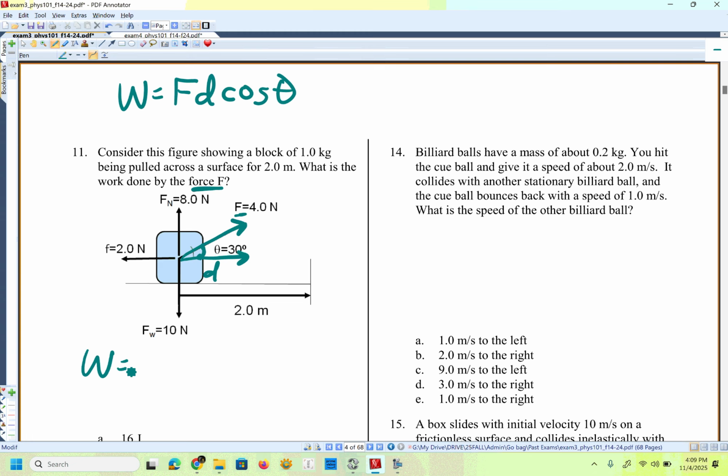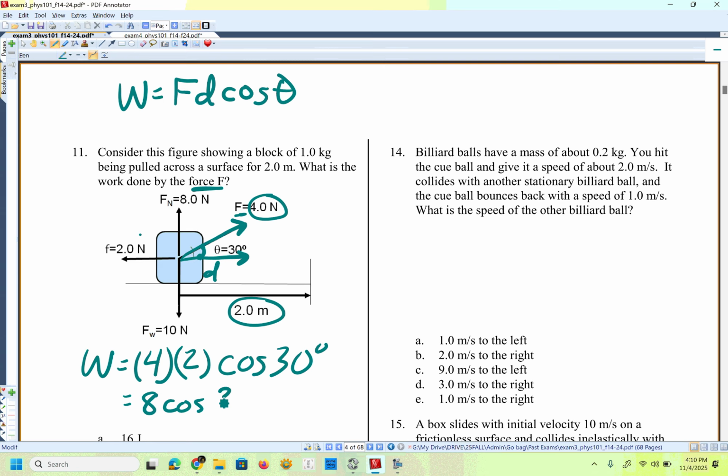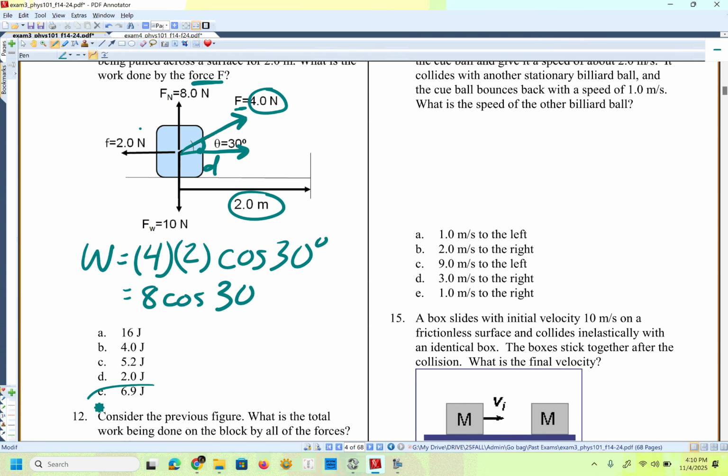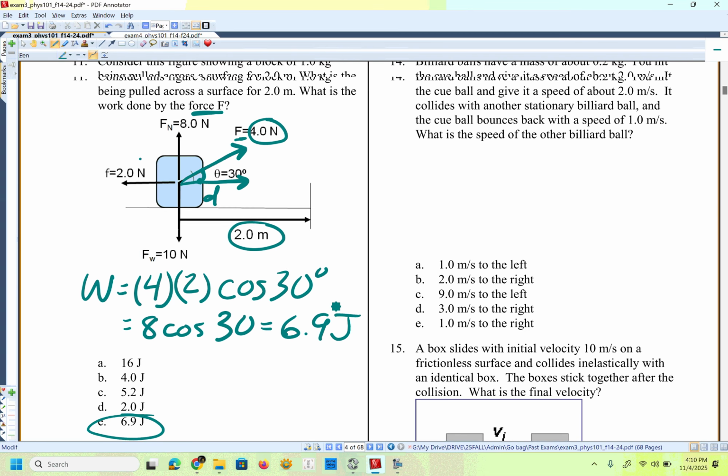So the work then is equal to the magnitude of the force, the magnitude of the displacement, 4 newtons, 2 meters, times the cosine of the angle between them, cosine of 30 degrees. So that's 8 cosine of 30, which is about 6.9 or 7, 6.9 joules. You will definitely have one like this. Hopefully.